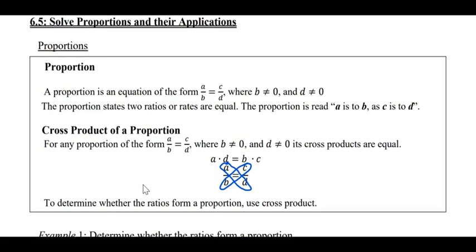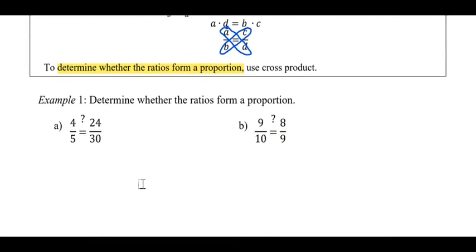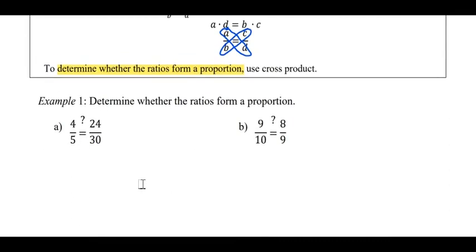Okay, so for our first skill, we're going to determine if the ratios form a proportion, meaning we will verify a proportion. We will use the cross product. If the cross products are equal to each other, meaning what we have on the left is equal to what we have on the right, we have a proportion. So we are going to look at our first example.